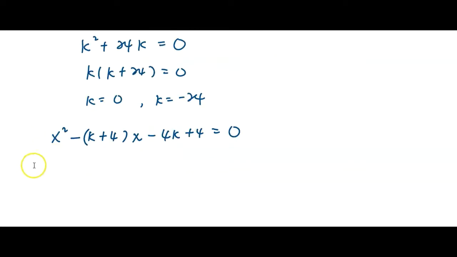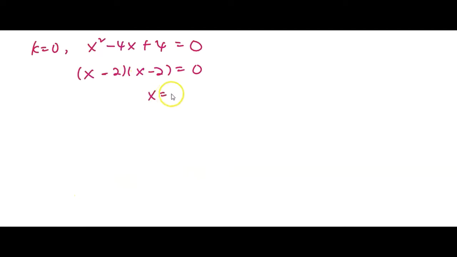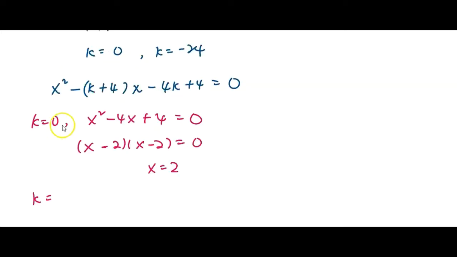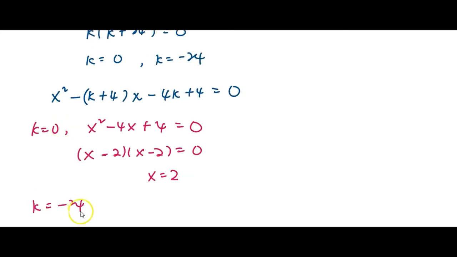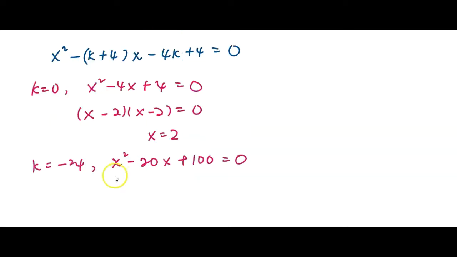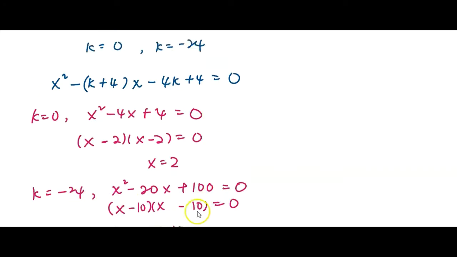Now I'm going to substitute k equals 0 into the equation. When k equals 0, my equation is x squared minus 4x plus 4. So the root will be x equals 2, after I factorize. When k is equal to negative 24, our equation will become, factorize it, x plus 10 times x plus 10. So we have a root equal to 10. So when k equals negative 24, x is equal to 10.